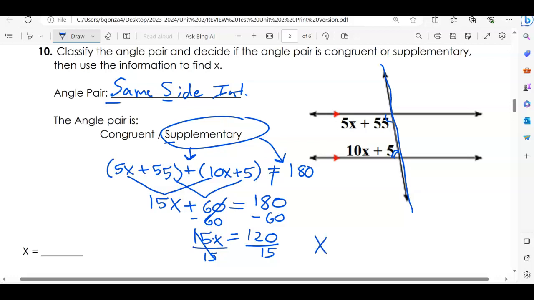So we get 8. And that's all I have to do because it just said to find x. Cool.